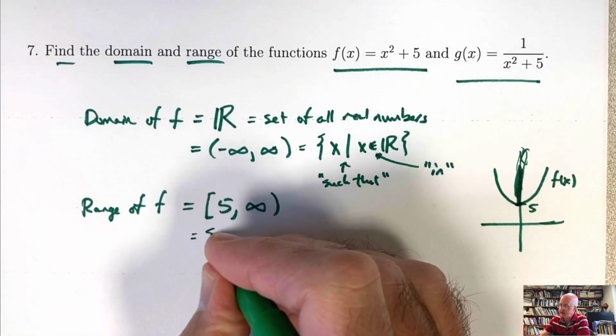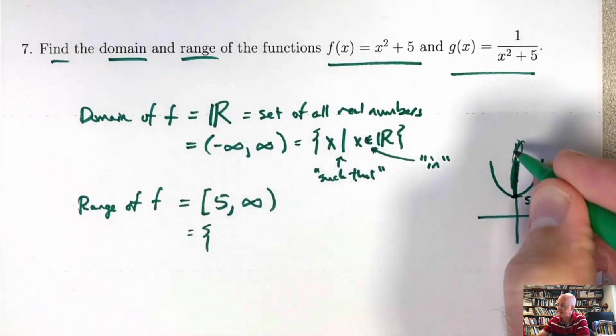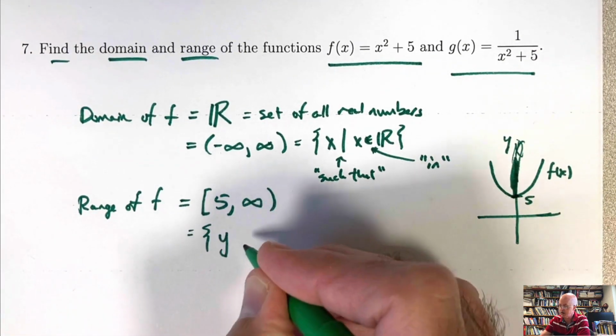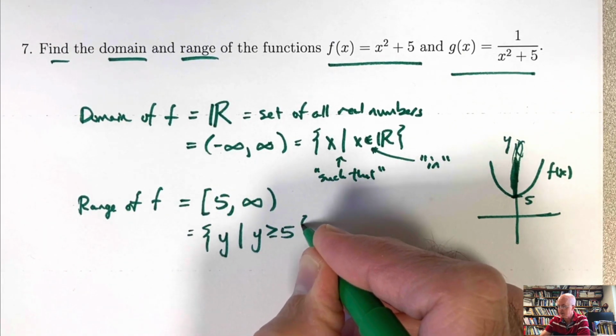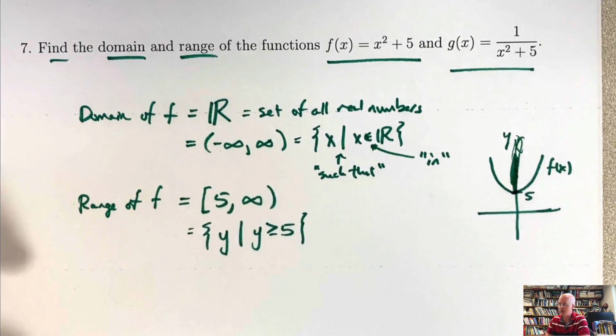In set builder notation, it's probably more natural to use the letter y because we're thinking of this as being along a y-axis here, but you don't have to use the letter y. Set of all y such that y is greater than or equal to 5. By the way, if 5 were not in the range, we'd want to use parentheses there instead of a square bracket. But 5 is in the range. How about g of x?